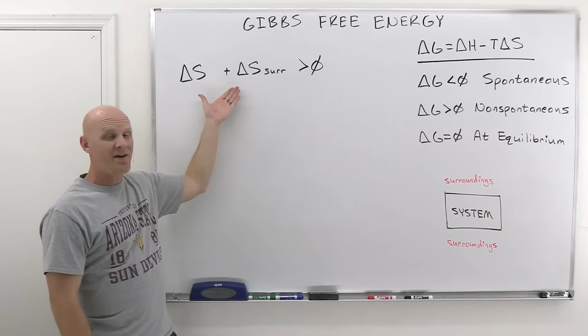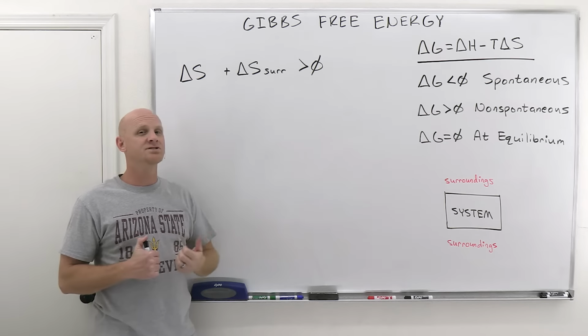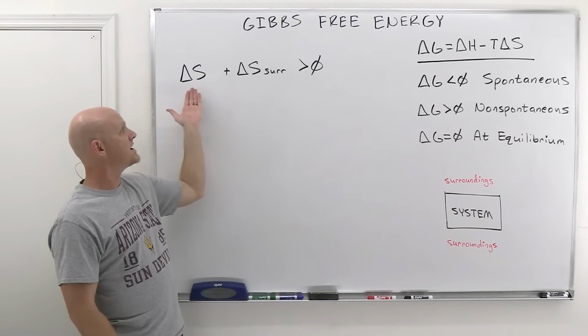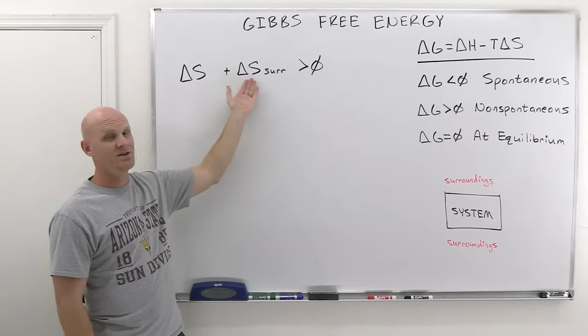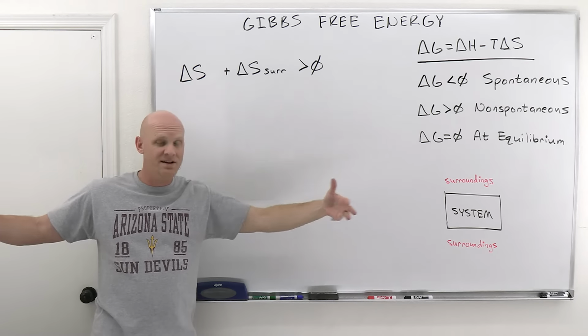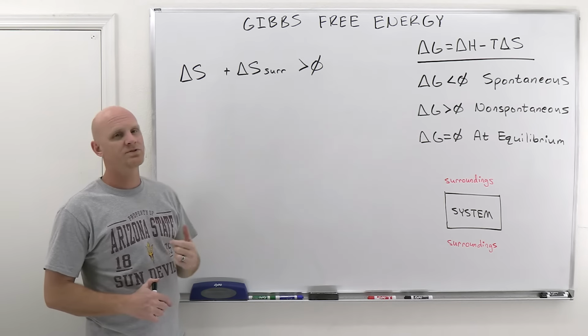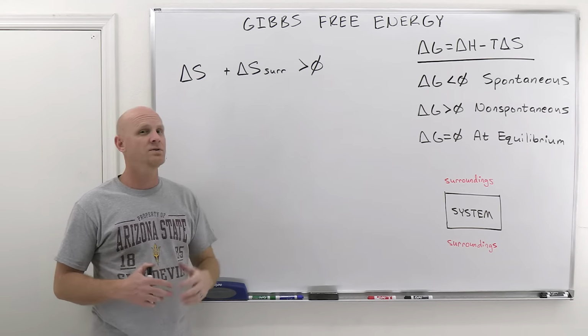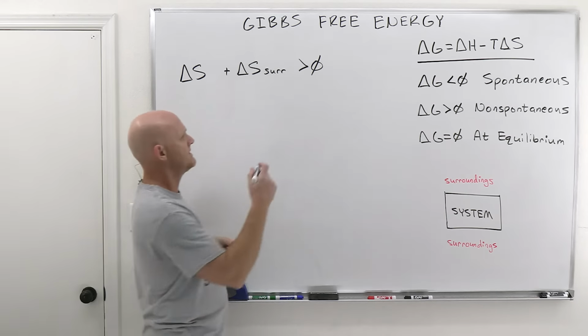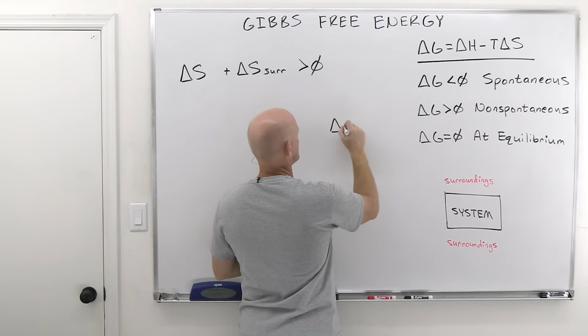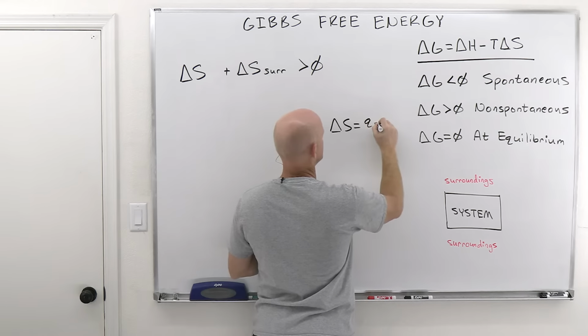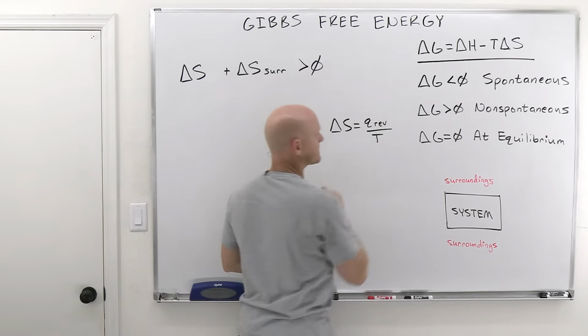Well, it turns out this would be a rather inconvenient way to figure out if a reaction is going to be spontaneous, because measuring the delta S of the system is one thing, but measuring the delta S of the entire rest of the universe, that's kind of problematic. So he said, well, we could measure that indirectly by just looking at the system. If you recall in the last lesson, we learned one of the definitions of delta S was Q reversible over T.